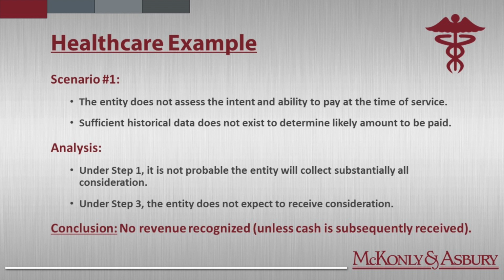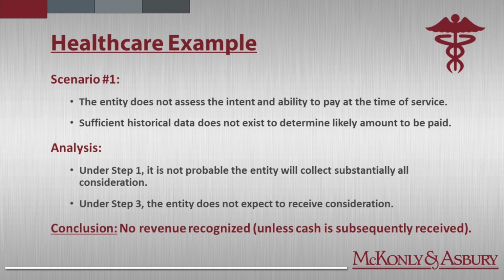But in this case, the entity did not assess that, did not get a credit card, did not look for anything, and sufficient historical data does not exist to determine the likely amount to be paid. So you're going to bill $1,000, but you really don't know, based on this type of uninsured patient, how much you historically collect on this type of payer. So under step 1, it is not probable the entity will collect substantially all of the consideration it would be entitled to. And under step 3, the entity does not expect to receive the consideration.